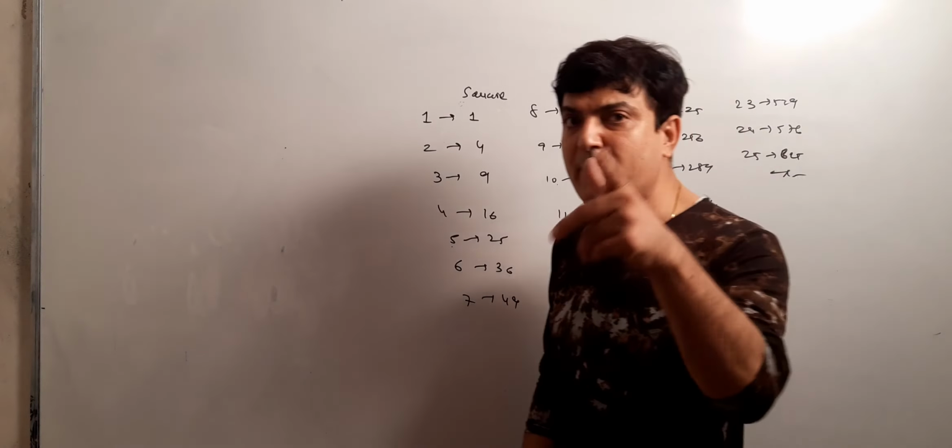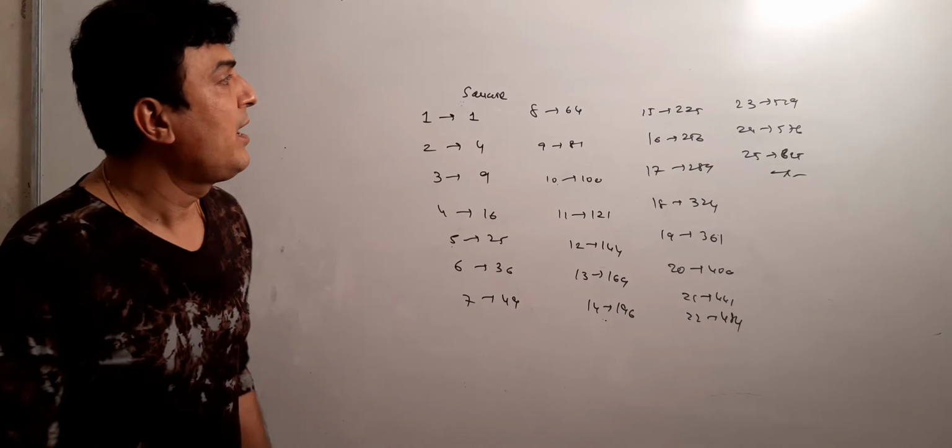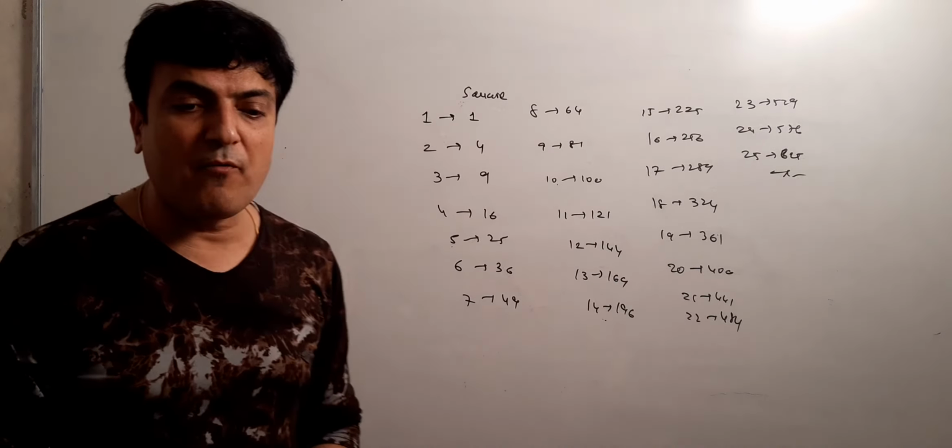You keep in mind like that manner. Understood what I say? Okay, this is the squares of 1 to 25.